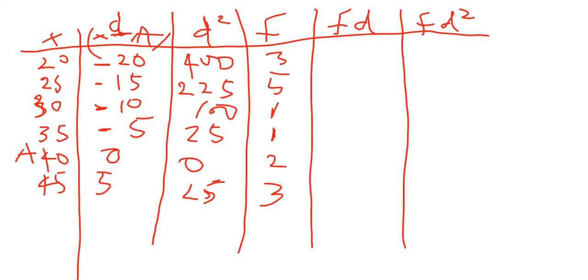So we multiply 3 times minus 20. That will be minus 60. 5 times minus 15. That will be minus 75. 1 times minus 10 is still minus 10. 1 times minus 5 is still minus 5. 2 times 0 is 0. 3 times 5 is 15.